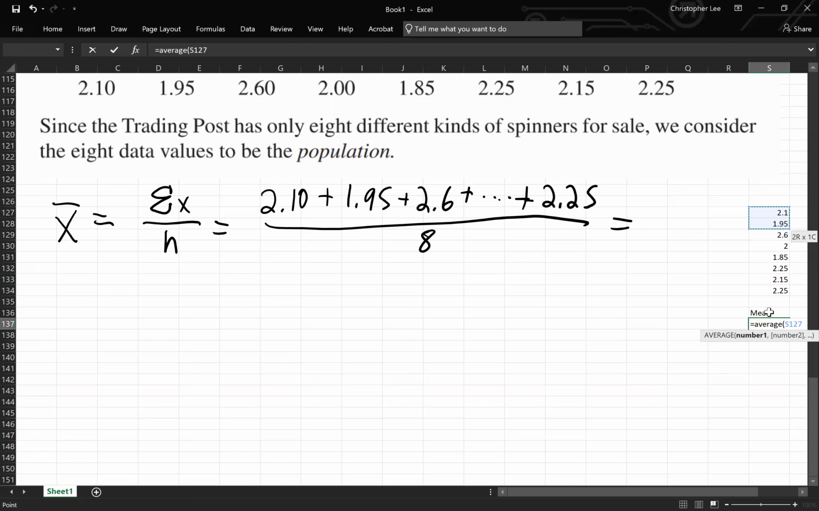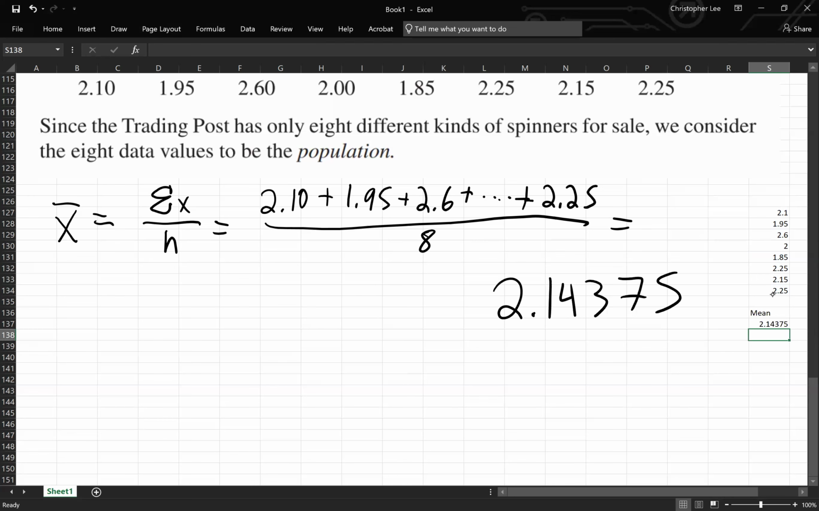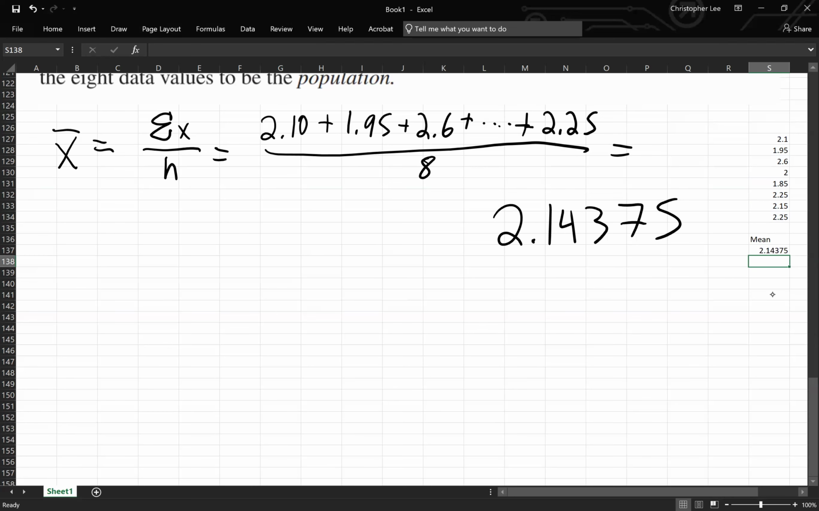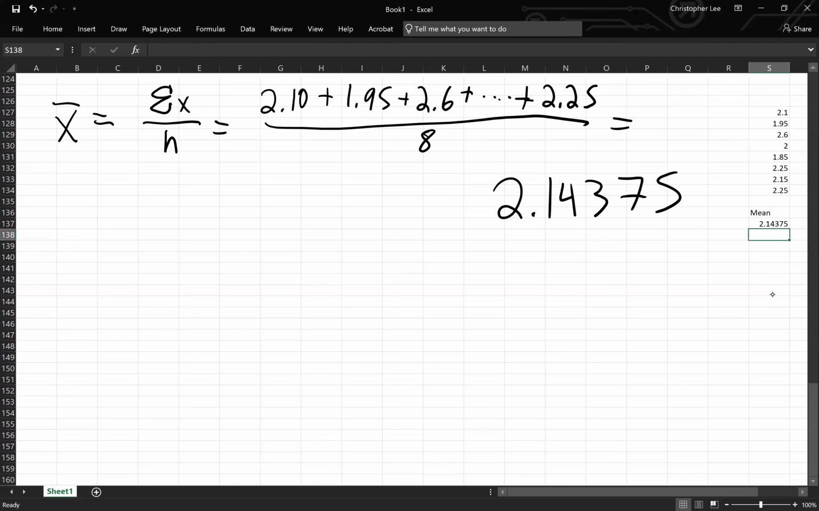Let's see if y'all are right. 2.14375. Okay, so that's my mean. All right, just wanted to recap that. Now, I'm gonna show y'all a different way to do the standard deviation, an easier way.